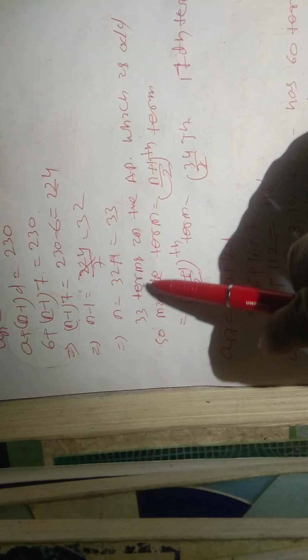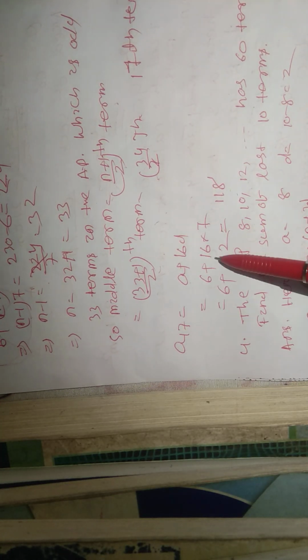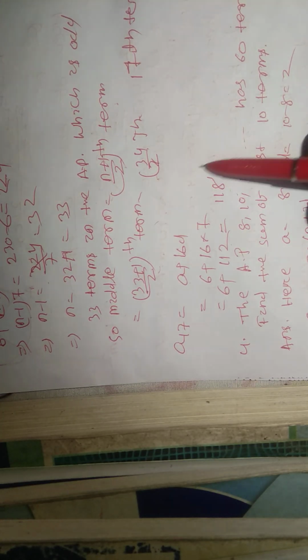Here 33 terms are in the AP, which is odd, so middle term is equal to n plus 1 by 2th term. That means 33 plus 1 by 2, 34 by 2, 17th term. So a17 is equal to a plus 16d, that is equal to 6 plus 16 into 7, that is equal to 6 plus 112, that is equal to 118.